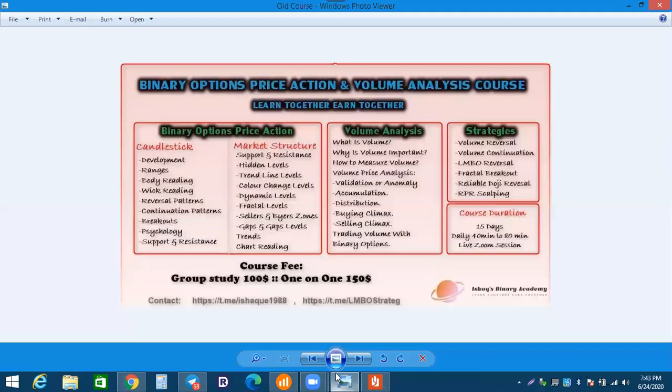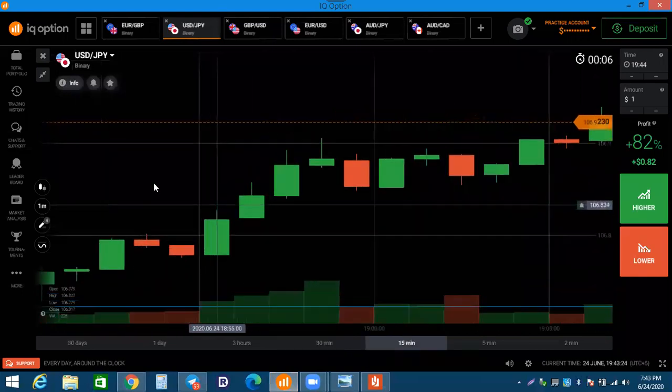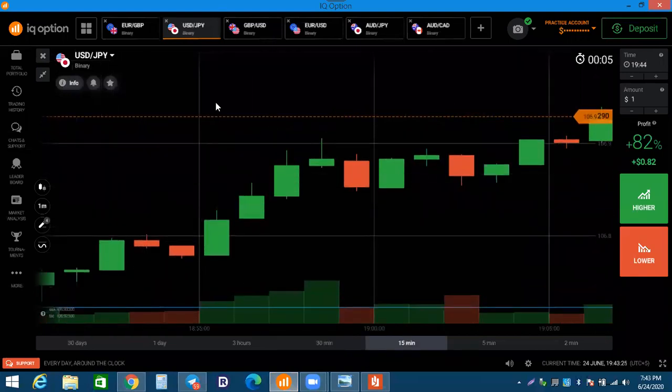And then in the course, now you understand the money management system, the volume reversal and volume continuation. So what is the volume reversal? The two things you find in the market: upthrust.